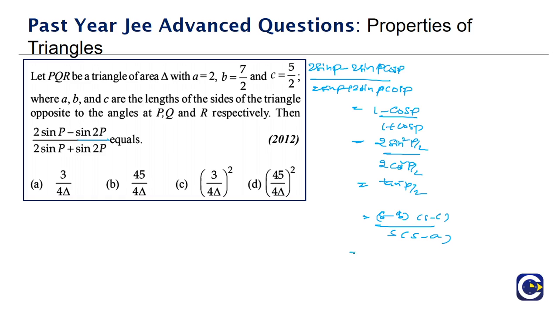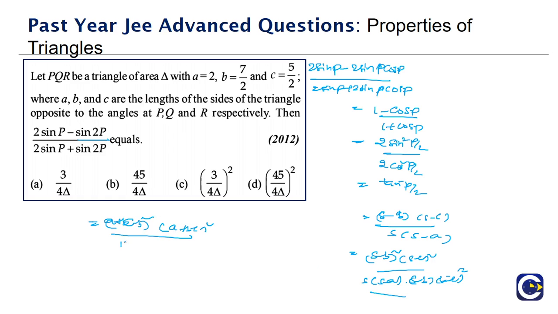So from this, (s minus b) whole square into (s minus c) whole square divided by s into (s minus a) into (s minus b) into (s minus c), meaning I am multiplying (s minus b) into (s minus c) in the numerator and denominator. We know that s is equal to (a plus b plus c) by 2. From this I will get (a plus c minus b) whole square into (a plus b minus c) whole square divided by 16 delta square, since the denominator part is nothing but delta square. So that is 1 into 9 divided by 16 delta square, which will be 3 by 4 delta whole square. So the answer for this question is option C.